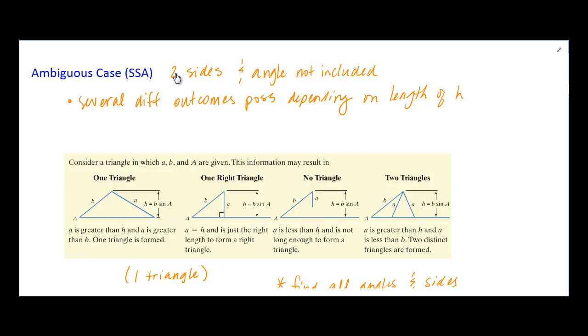Well, in our law of sines, we have what's called the ambiguous case, and that occurs when I know two sides and the angle is not included. And what happens is we have several different possible outcomes that can happen depending on the length of h. So here I have a graphic that depicts the different outcomes that could happen when I have this particular scenario.